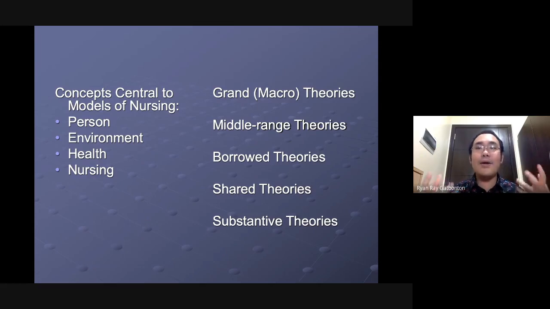Tignan kung ano yung central element ng inyong research. Sa nursing research, we usually use the central elements of person, environment, health, and nursing. And also, timbangin din natin whether our study is grand in scale. Kasi when our study is grand in scale, ibig sabihin malawak ang sakop, then we use a grand or macro theory, a theory that always encompass every setting. If your study wants to explain only a certain part of reality, you use your middle range theory.